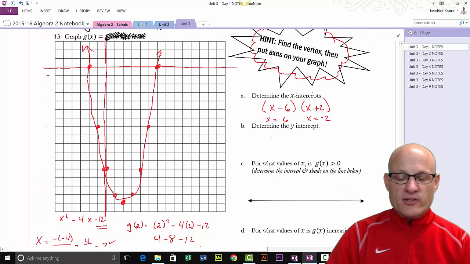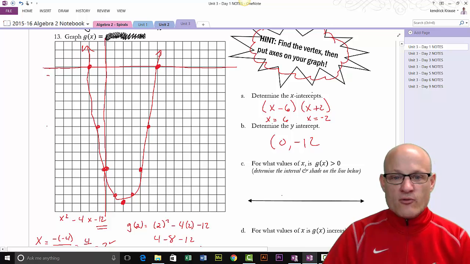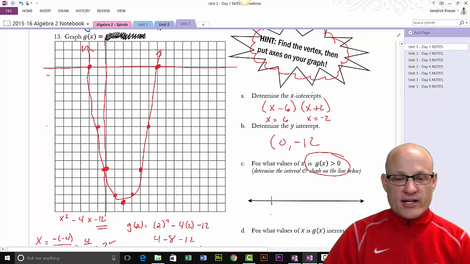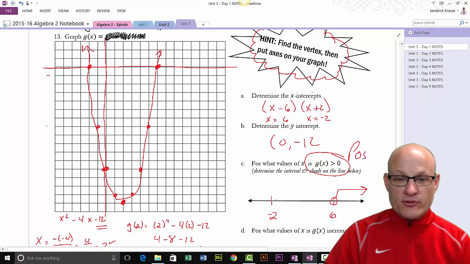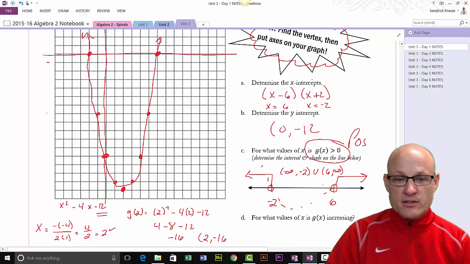All right, so what's the y-intercept? Well, that's easy. It's 0, negative 12. For what values is g of x greater than 0? Well, it crosses the x-axis at negative 2, and it crosses the x-axis at 6. I'm sorry, this is positive. This is where it's bigger than the x-axis. So that would be starting here and going this direction, or starting here and going that direction. It's positive, right? Because the parabola goes down like this. So that means it's from negative infinity to negative 2, or from 6 to positive infinity.